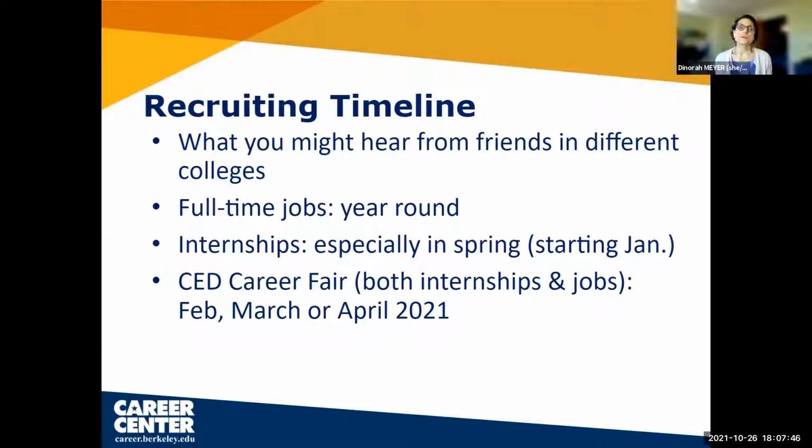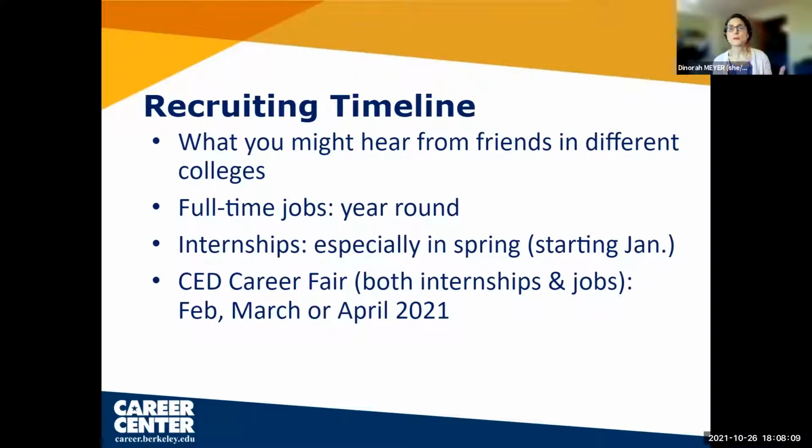But internships, for the most part, will be posted more in the spring, starting in January. There are some exceptions. For example, the City and County of San Francisco has an internship every year. I didn't see it posted yet, but I think it's probably going to be posted in November with a deadline of February. So you can get a head start on that, but most opportunities will be in the spring.